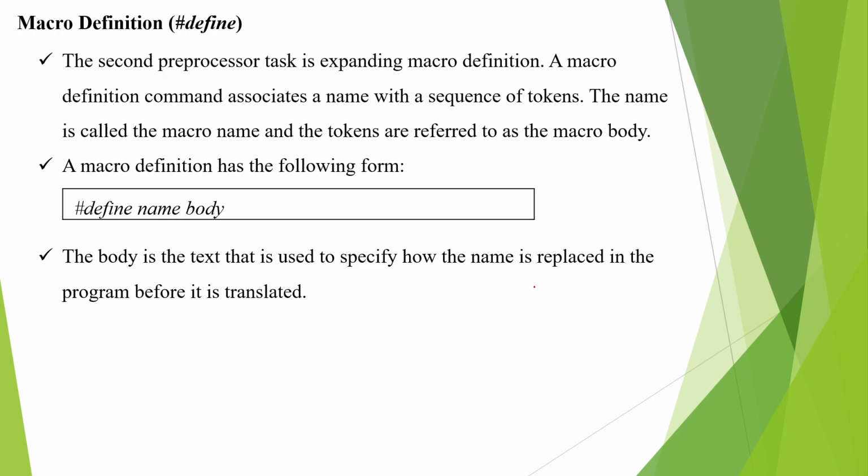Another important preprocessing command is hash define. To create defined constants in your program, we use this second preprocessor command. We also call it macro definition. We use hash define for creating a macro in our program.